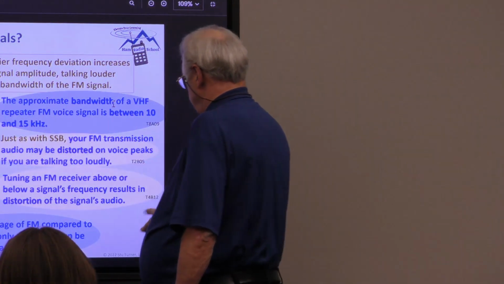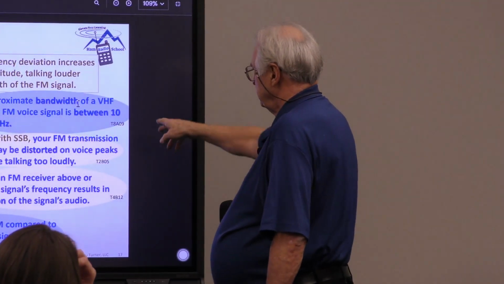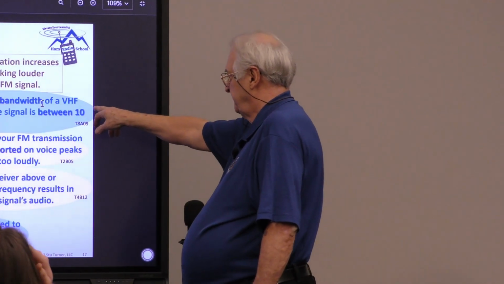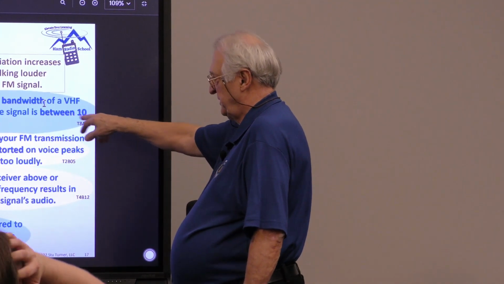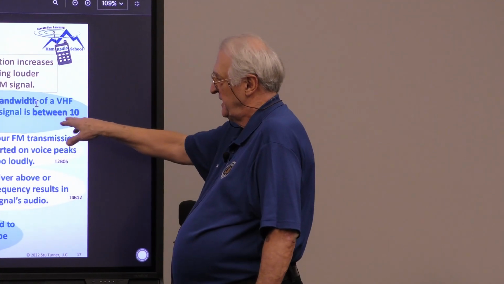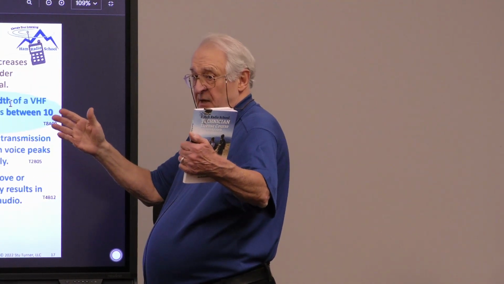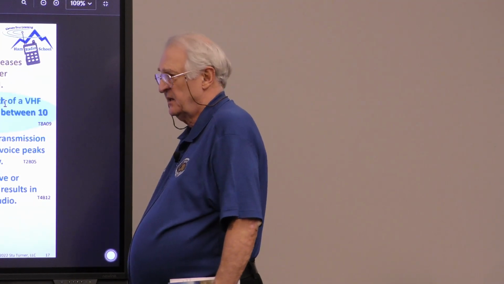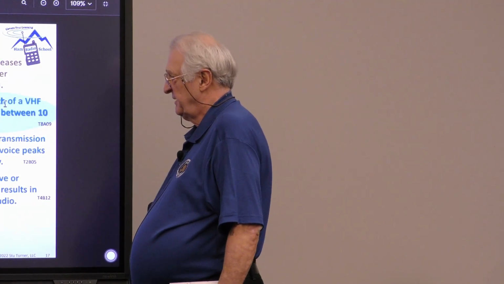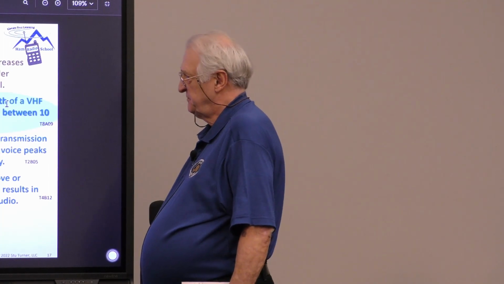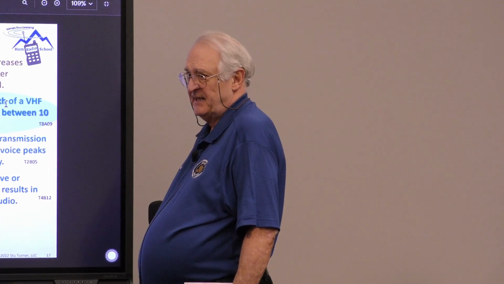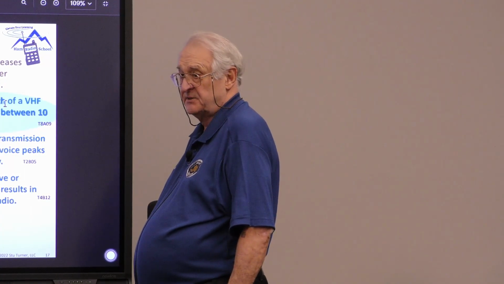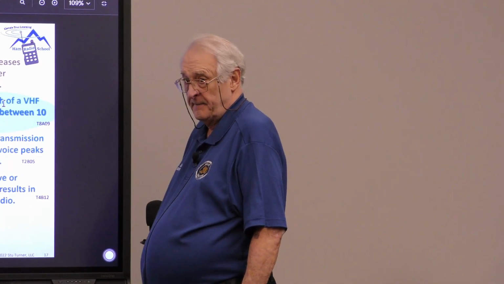Do we have any trick questions on here? Yeah, we do. The approximate bandwidth for a VHF repeater voice signal is between 10 and 15 kilohertz. The deviation is not all of that, but that's energy that's out there, and most of the filters are there. Again, the commercial service have been narrowbanded. The amateurs are not required to go to narrowband yet, but a lot of them will operate that way. Family radios will be narrowband.